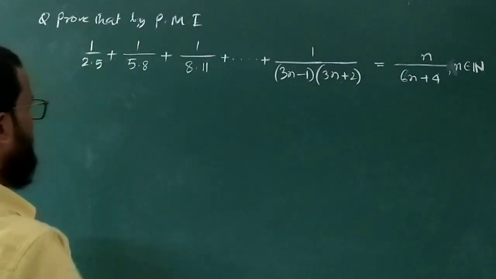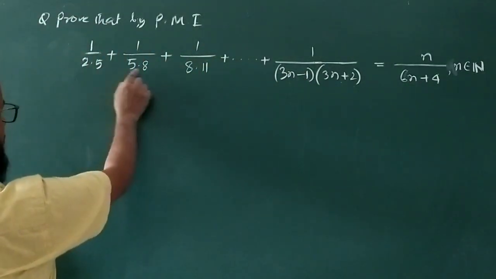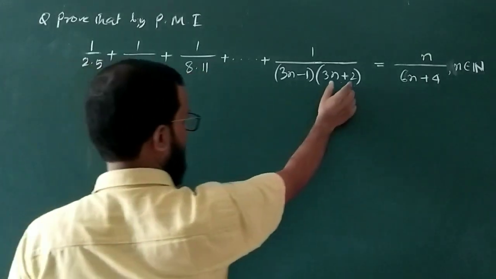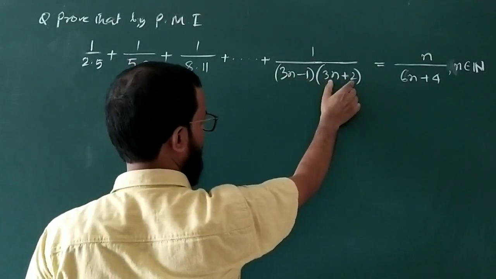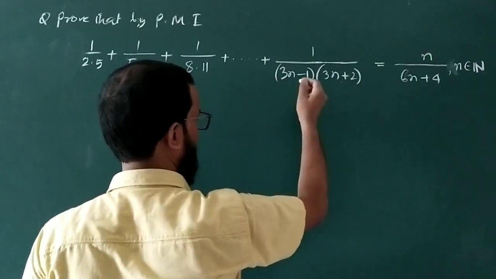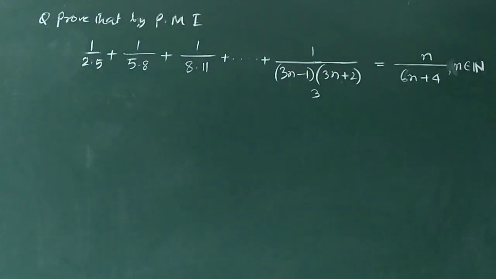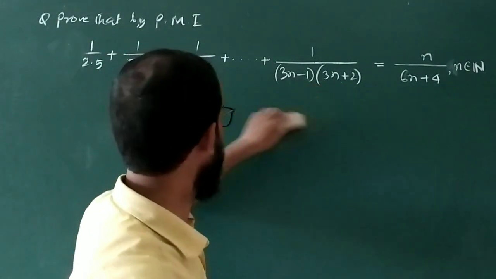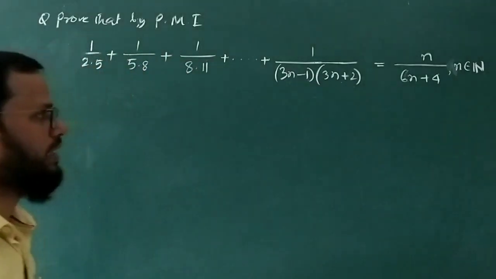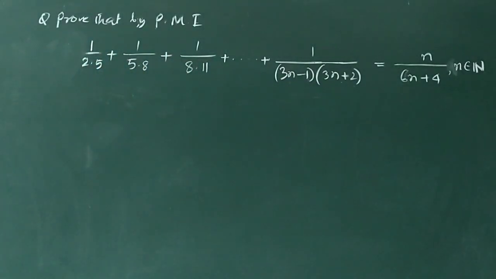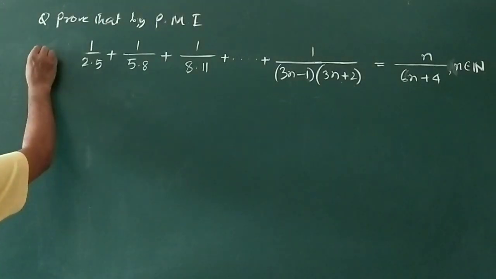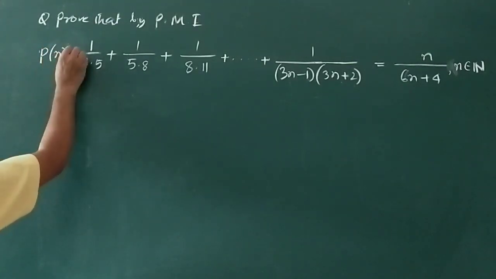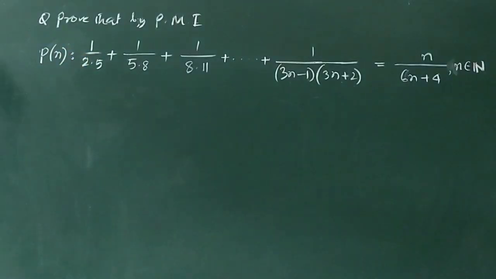Difference between these two terms, ये दोनों term के difference क्या है? 3 है. 8 minus 5 is 3, 11 minus 8 is 3, and if you subtract this term from here, 3n plus 2 minus this, you will get the difference is 3 also. Okay, this is called the first term, second term, third term, and this is the nth term. There are n terms given and their sum is equal to n by 6n plus 4. You are going to prove that by the principle of mathematical induction. Okay, so let us suppose that Pn be the given statement. You write Pn be the given statement.